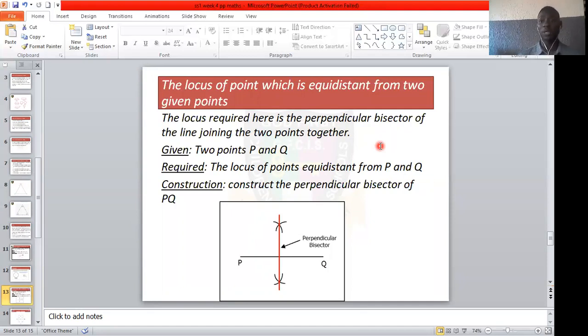You know how to construct your 90 degrees. I told you in the last class, and it is what we did in the construction. So look at it now: given two points P and Q, the locus of the points equidistant from P and Q. So construction: construct the perpendicular bisector.